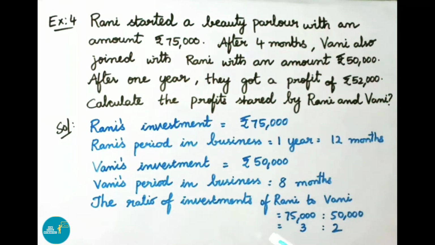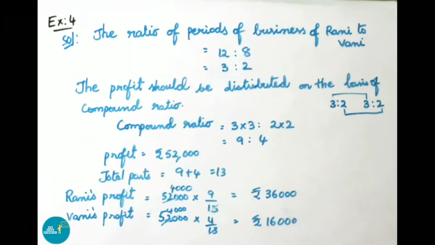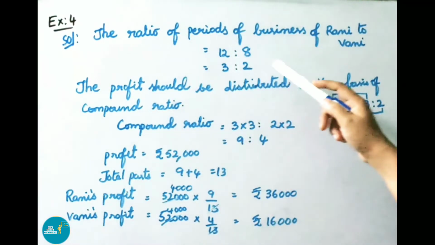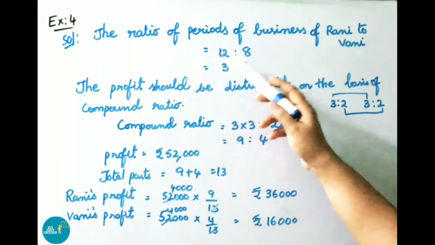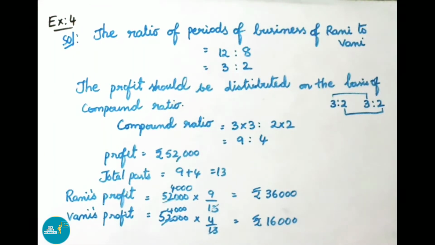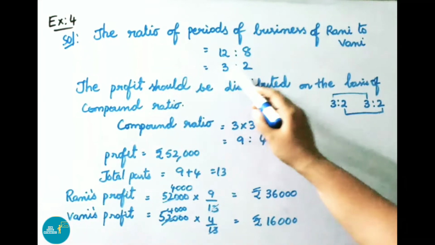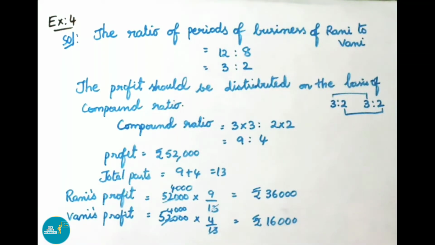Now the ratio of investments of Rani to Vani, that is 75,000 rupees is to 50,000 rupees. Dividing both terms by 25,000, the ratio is 3 is to 2. See now the ratio of periods of business of Rani to Vani, that is 12 months is to 8 months. That equals 12 is to 8. Dividing both terms by 4. 4 threes are 12, 4 twos are 8. So the ratio is 3 is to 2.